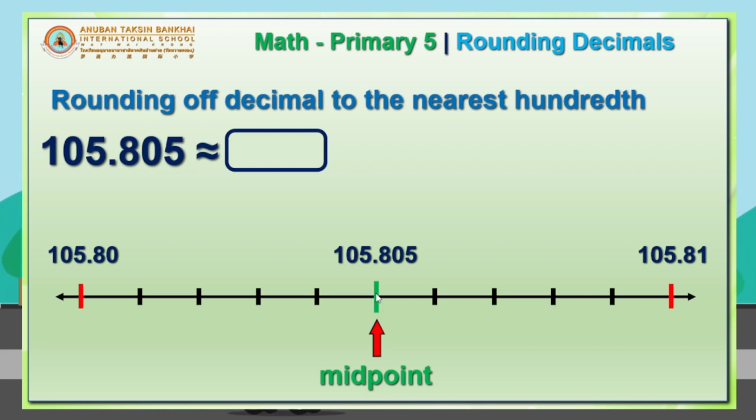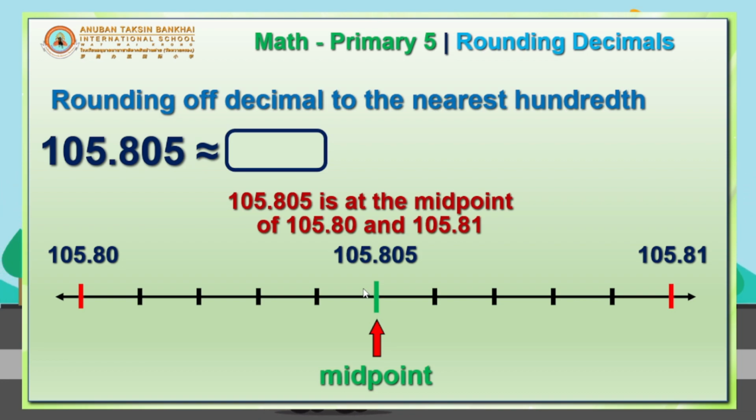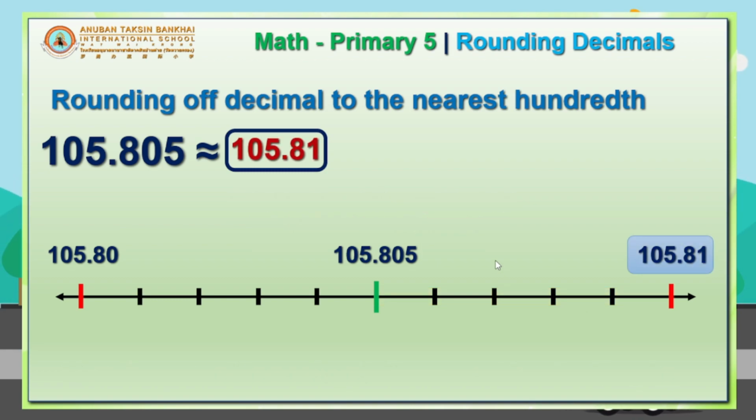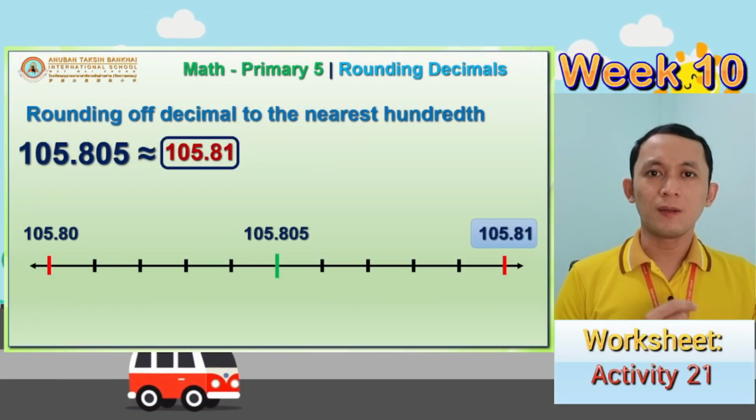So therefore, for example, we have 105.805 is at the midpoint of 105.80 and 105.81. So therefore, we are going to round it up. Okay, so we are going to go to the right side. We are going to round it up. So our final answer will then be 105.81. Okay, so again, the process is the same with rounding off whole number and rounding off tens place. Here we are rounding off to the nearest hundredths place, so the process is still the same.